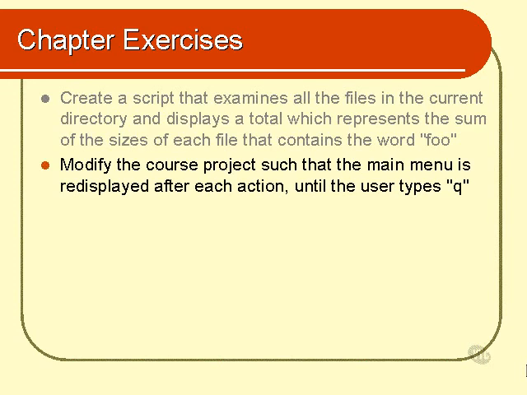We simply need to modify the course project such that the main menu is displayed after each time they choose an option from the main menu, until the user types Q to quit. In other words, they'll go around and around the menu until they enter a Q, which is of course the way the course project ought to work. The menu should keep popping up. You shouldn't have to keep restarting the program if you want to see the main menu again.